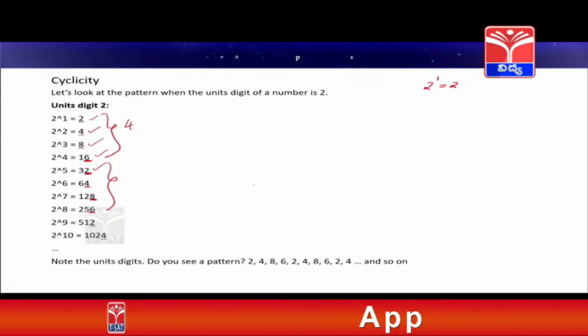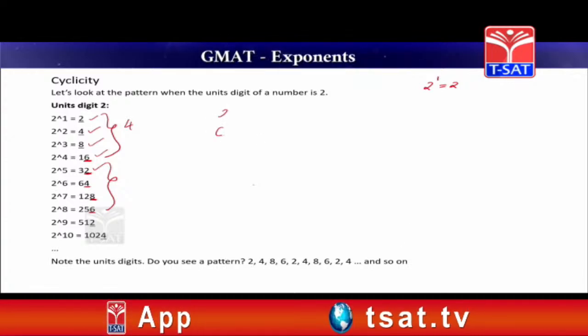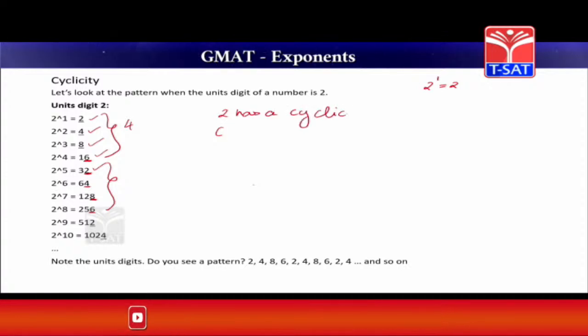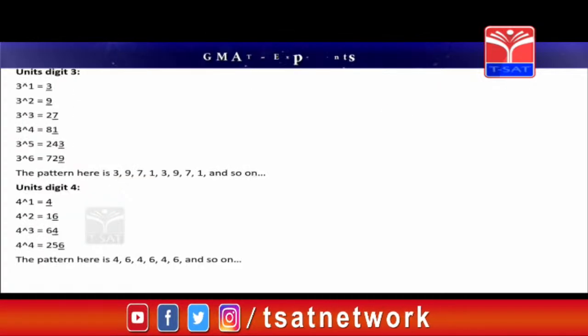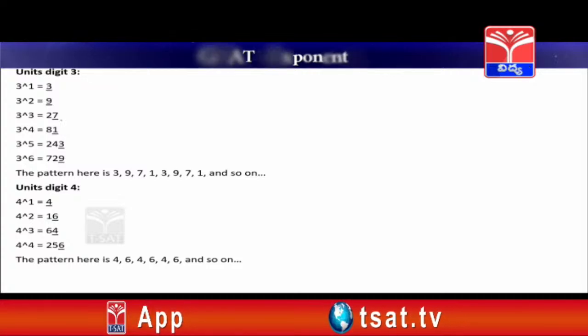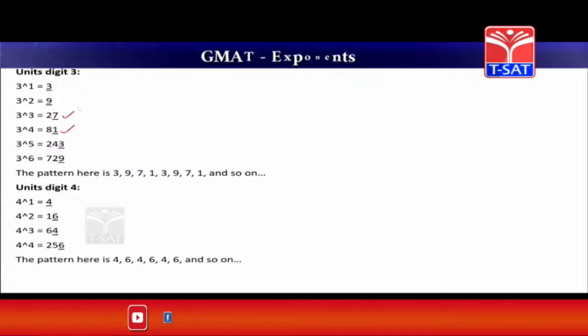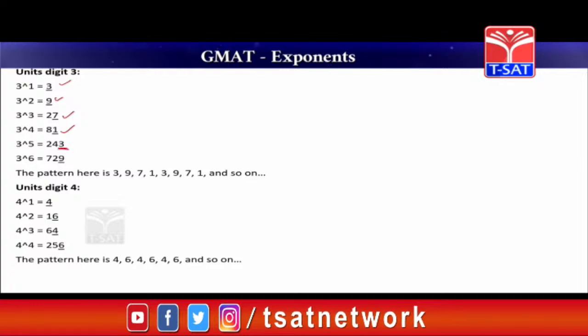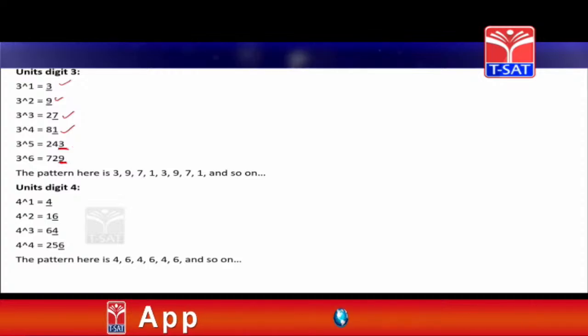So we call that a cyclicity. 2 has a cyclicity of 4. When you look at 3 to the power of 1, it is 3, 3 square is 9, 3 cube is 27, 3 to the power of 4 is 81. Again, you only focus on the units digits. Then 3 to the power of 5 is 243 with units digit 3, and 3 to the power of 6 is 729 with units digit 9.